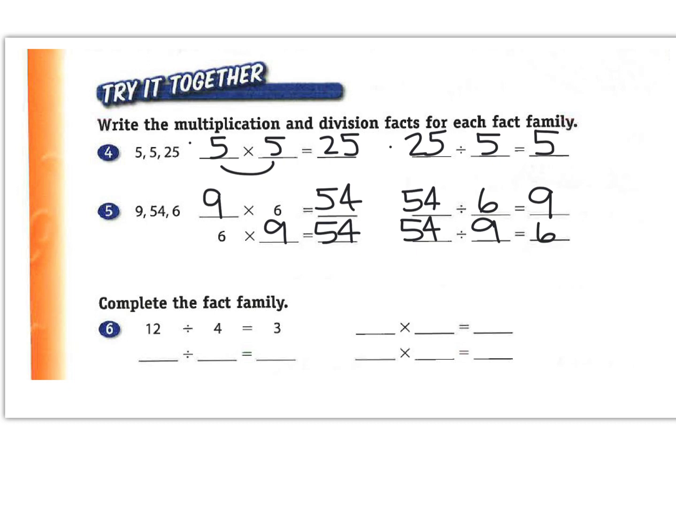Complete the fact family. 12 divided by 4 equals 3. So then we would do another division. 12 divided by 3 equals 4. Then we would know 4 times 3 equals 12, but also 3 times 4 equals 12.